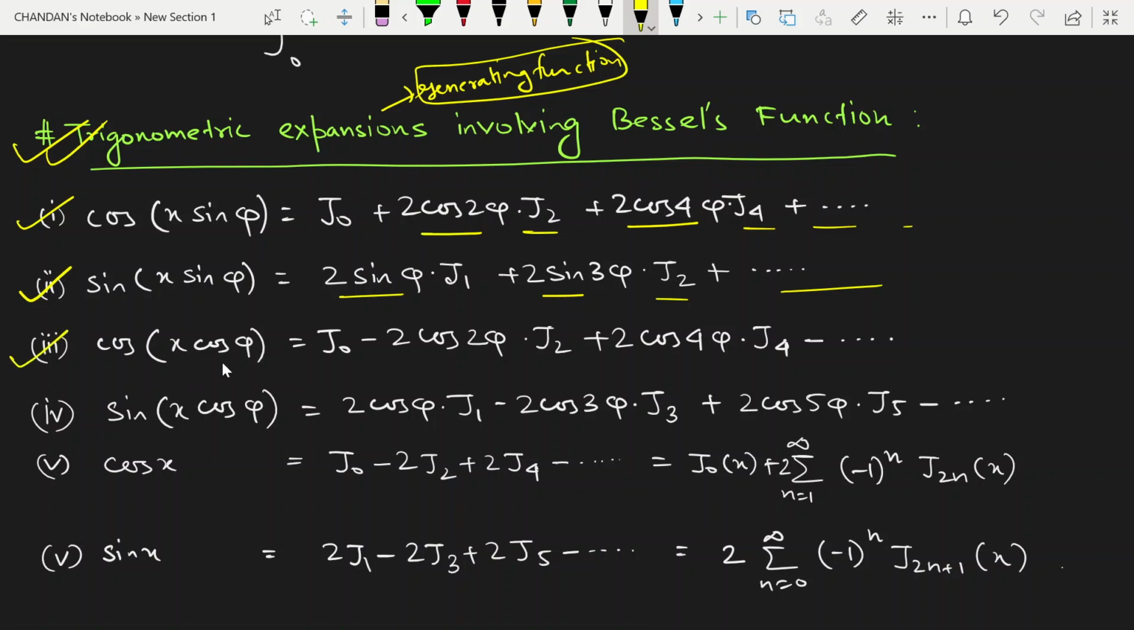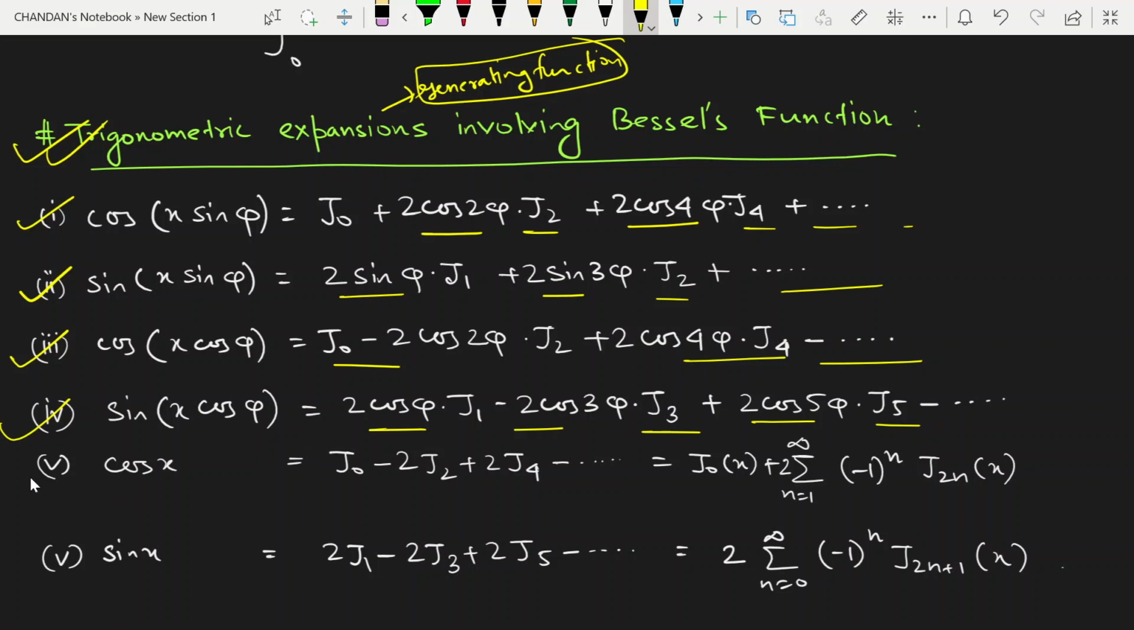Number 3 is cos of x cos phi. This is equal to J0 minus 2 cos 2 phi J2 plus 2 cos 4 phi J4 minus and so on. Number 4 is sin of x cos phi. This is equal to 2 cos phi J1 minus 2 cos 3 phi J3 plus 2 cos 5 phi J5. So plus and minus alternating signs, with J1, J3, J5.